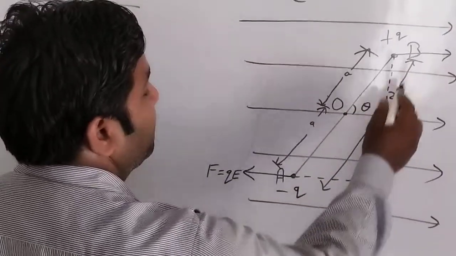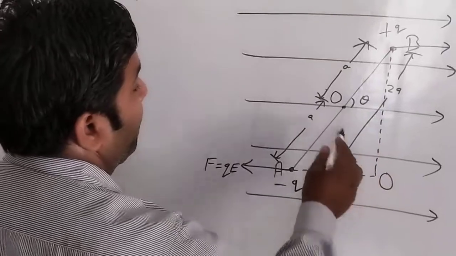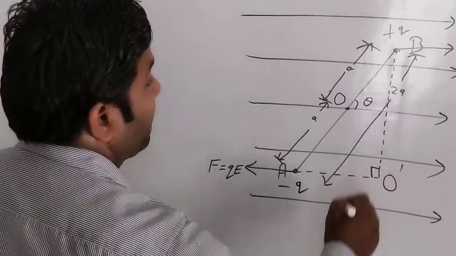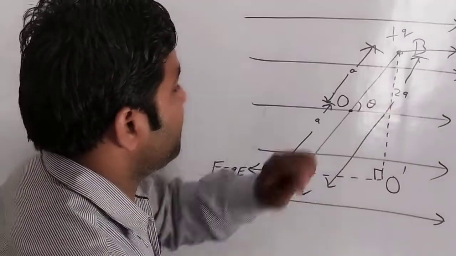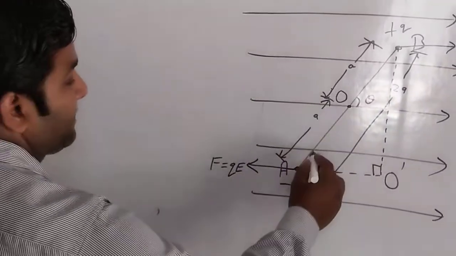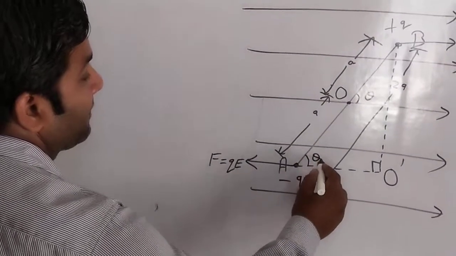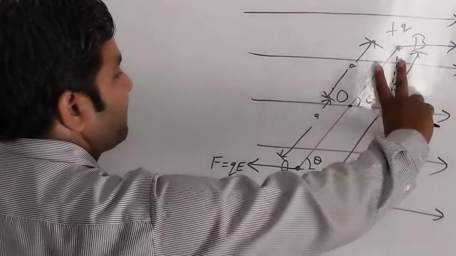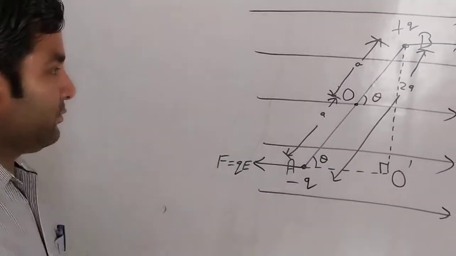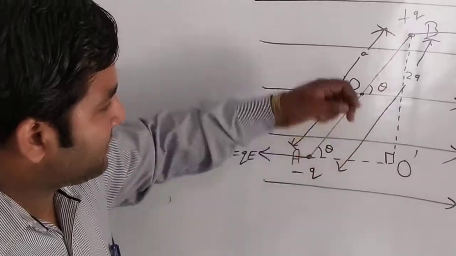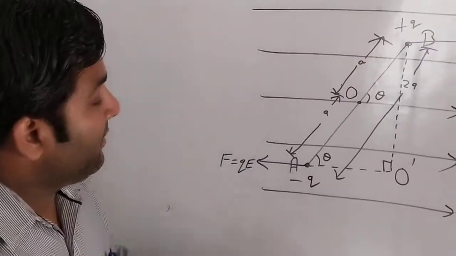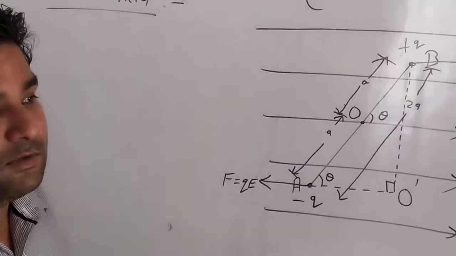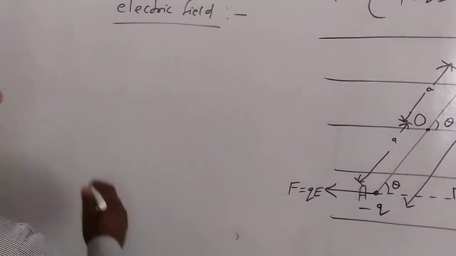This is A and this is B, and suppose this is O and this is O dash. So in triangle AO dash B, this angle is theta, so this one will also be theta, and this is the hypotenuse, this is the base, and this one will be the perpendicular. So we have to calculate the perpendicular distance in terms of the hypotenuse, because we have to multiply the force and the perpendicular distance to calculate the turning effect of force.